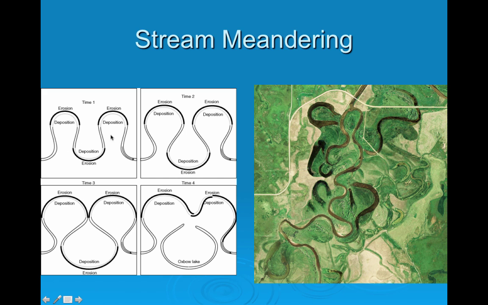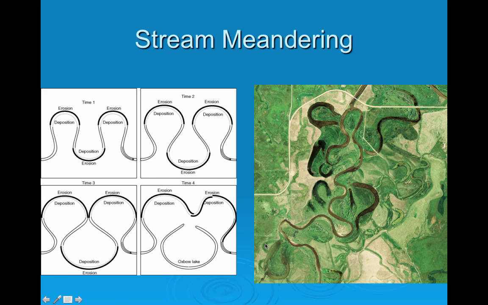Now, as the meandering continues and these loops, which are called oxbows, become more and more pronounced, eventually the loops will touch, or you could say that they kiss, and where they kiss, they basically pinch off from the rest of the river, forming an oxbow lake.